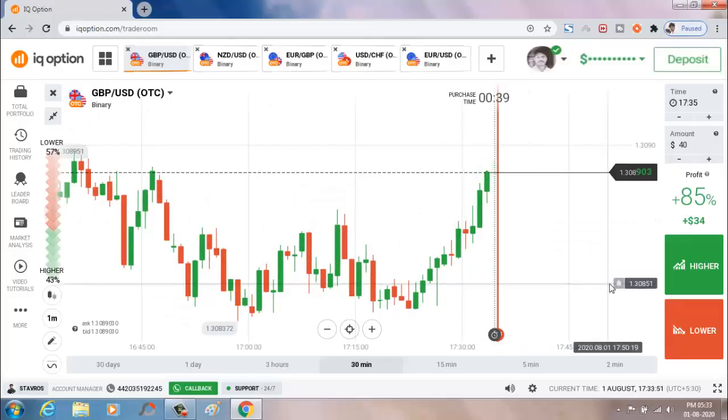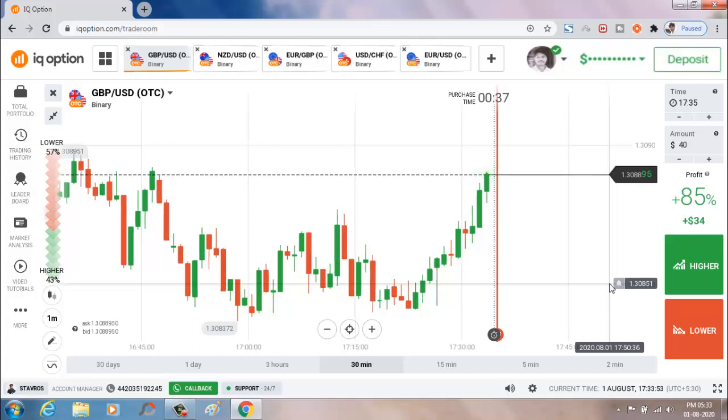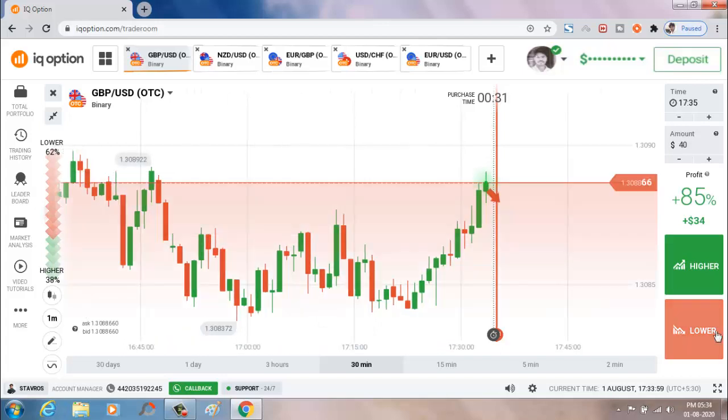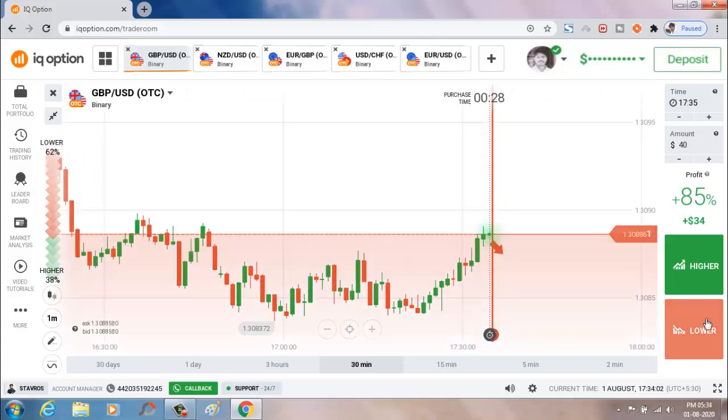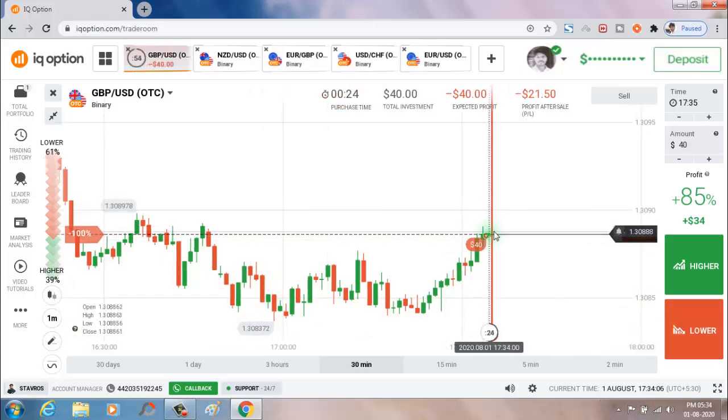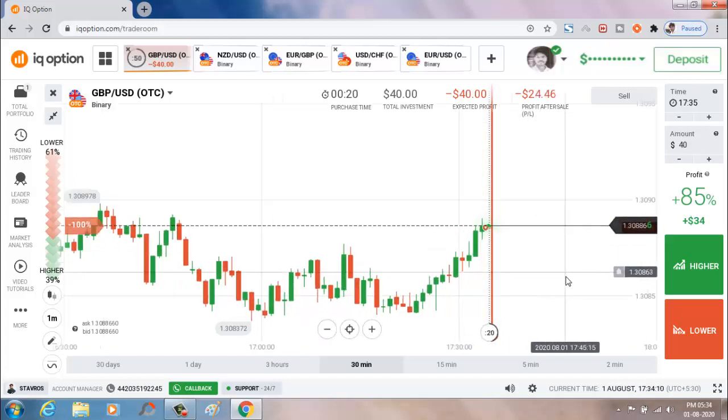Today I will show you how to trade with candlestick psychology. Let's analyze the market, and this is the GBP/USD pair. Okay, there is a level. Okay, I will place a lower option. This is selling pressure, so that's the reason I will place a lower option.